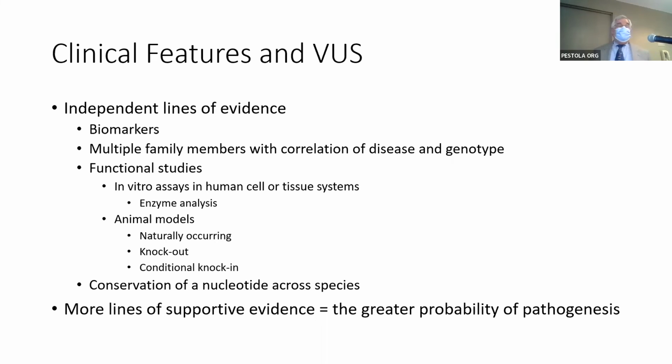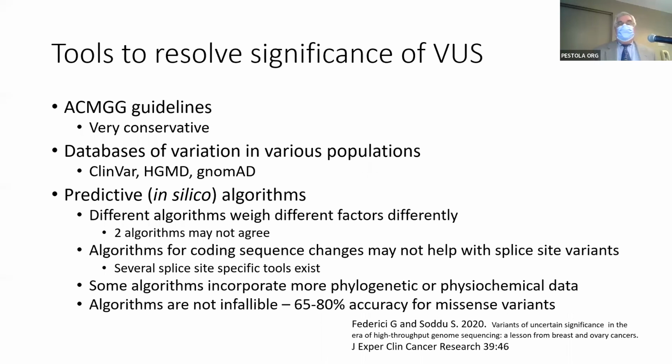And of course, the more lines of these evidences, which are almost independent, the greater the probability that the VUS has pathogenic significance. So are there tools to resolve this? Well, the lab used one tool before they return them to you. They use the ACMG guidelines. None of the reference labs will do less than that. They'll use various databases, easy to get to. ClinVar. Your taxes paid for it. It's out there. You can get it with 4 clicks in Google.